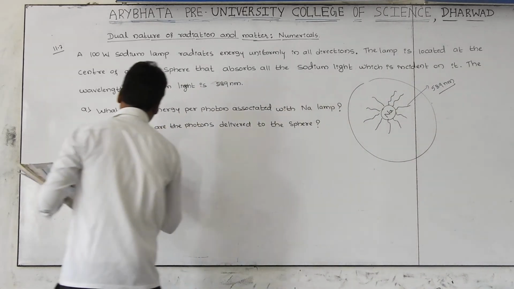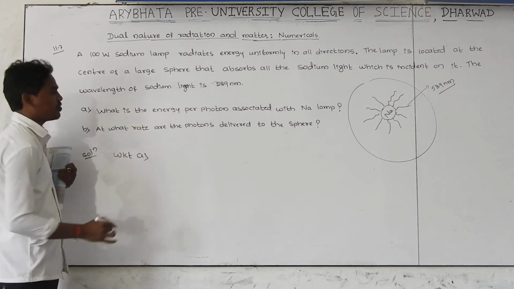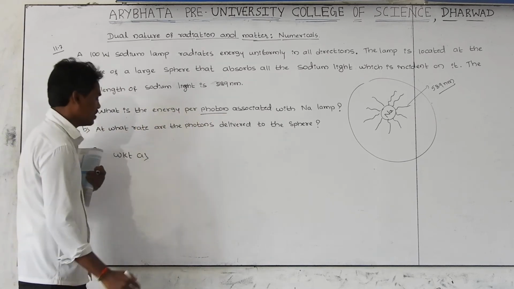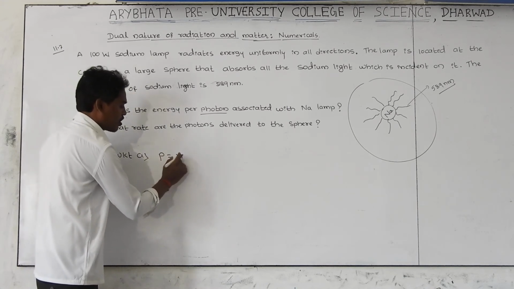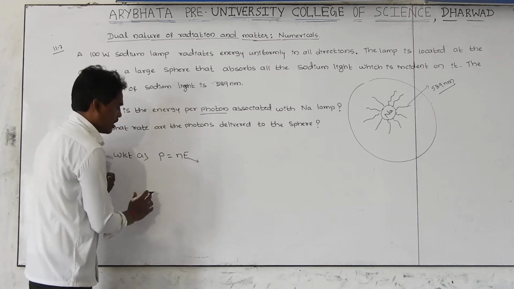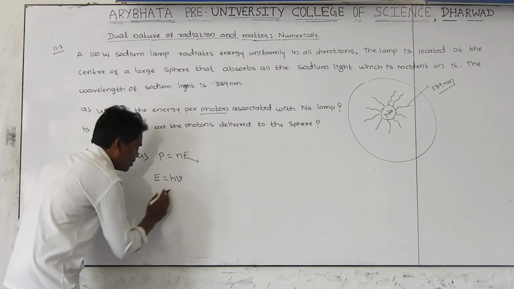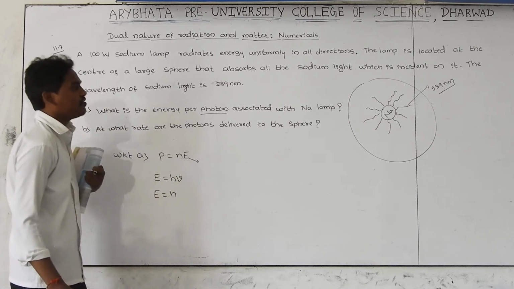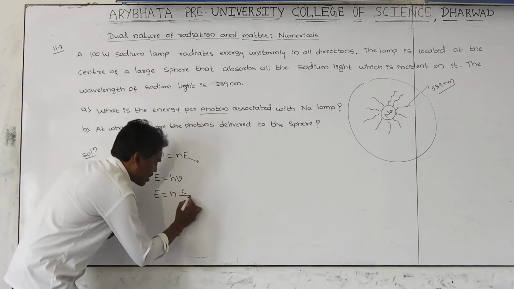You know very well the formula. The first one, what is the energy per photon associated? Means energy of one radiation. Photon means a light radiation. You know very well, the formula of power is equal to number of photons into energy of one radiation. E value we have to find out, and E value we know from Planck's equation, E is equal to h nu. The frequency value he has not given, but instead of frequency he has given the lambda value. Then it can be written as c by lambda.